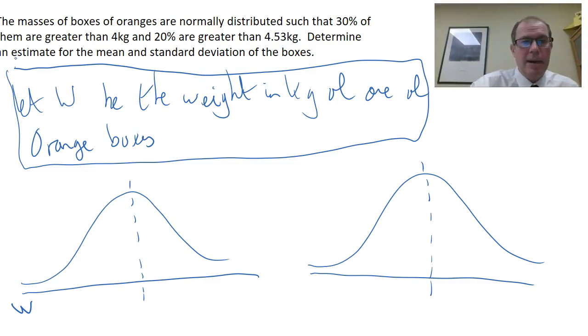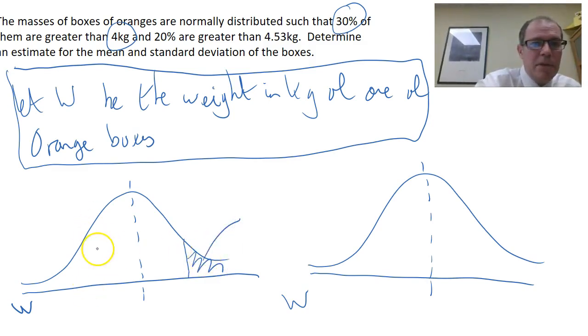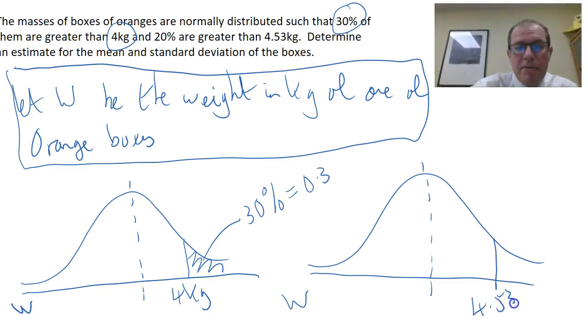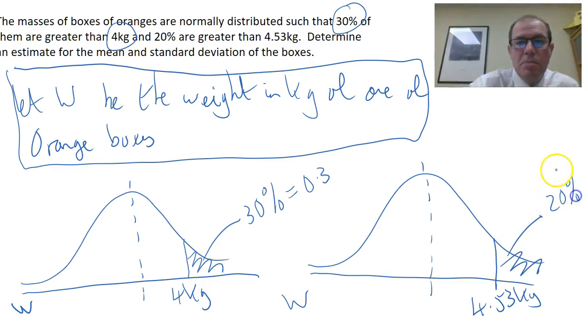Then draw pictures. Now I've got two bits of information. I know that 30% are greater than 4 kilograms. So is 4 kilograms, think about it, left of the mean or right of the mean? Well, because it's 30%, it must be right of the mean here. Because obviously if it was left of the mean, it would be bigger than 30%, say 80% or 90%. So this is 30%, which is 0.3, this area, and that matches a weight of 4 kilograms. Equally here, this must be 4.53 kilograms, and this area here must be 20% or 0.2.